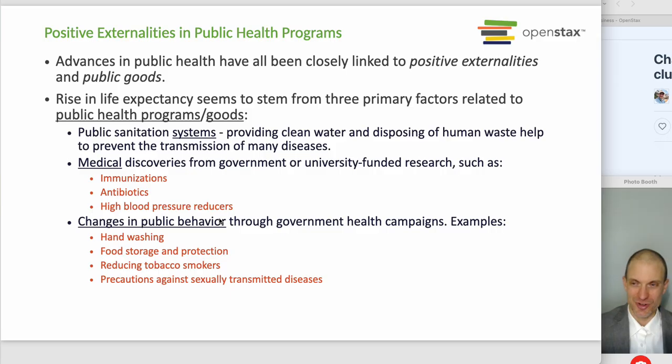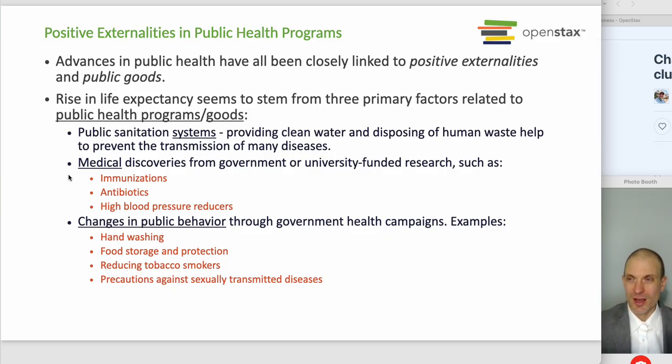High blood pressure reducers, I don't know that I'd call this a positive externality. There's definitely a benefit for the individual. Hand washing definitely creates a positive externality. So you're not spreading germs everywhere. Food storage and protection. I guess if we're talking about commercial food in the house, it wouldn't be a positive externality. It would just be a private benefit. Reducing tobacco smokers. Sure. You could think of pollution abatement and secondhand smoke abatement as a positive externality, or you could think of pollution or secondhand smoke as a negative externality. So sure. Yeah, we could say there's a positive externality there.